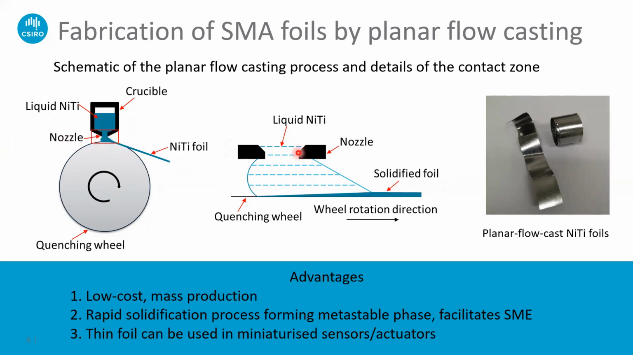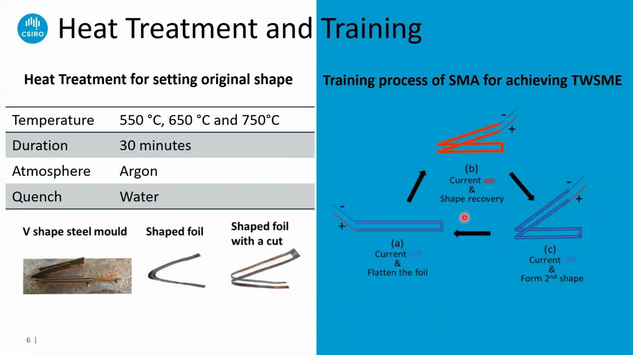Then we can see there are many parameters we can adjust to get the appropriate foil we want, such as the width of the nozzle gap, the gap between the nozzle and the quenching wheel, and the rotation speed of the quenching wheel. And this is the photo showing the planar flow cast nickel titanium foil produced by us. After we have the material, we need to do the heat treatment and also the training to set the original shape and achieve this two-way shape memory effect.